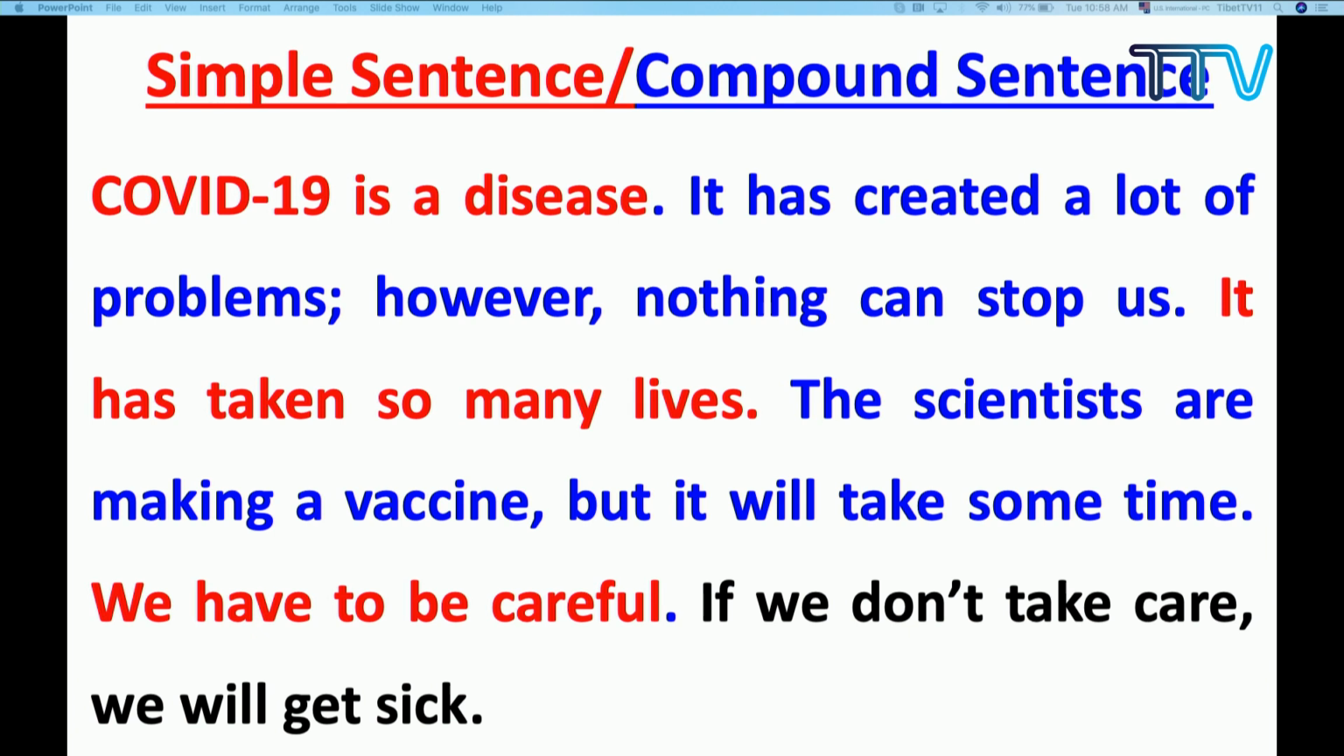If we don't take care. Now there is "if", which is a condition word. If we don't take care, this is not a complete sentence. It is not independent. It has to depend on the next clause to get full meaning. If we don't take care, then what will happen? So this is incomplete, so this is dependent. It has to depend on the next clause: if we don't take care, we will get sick.